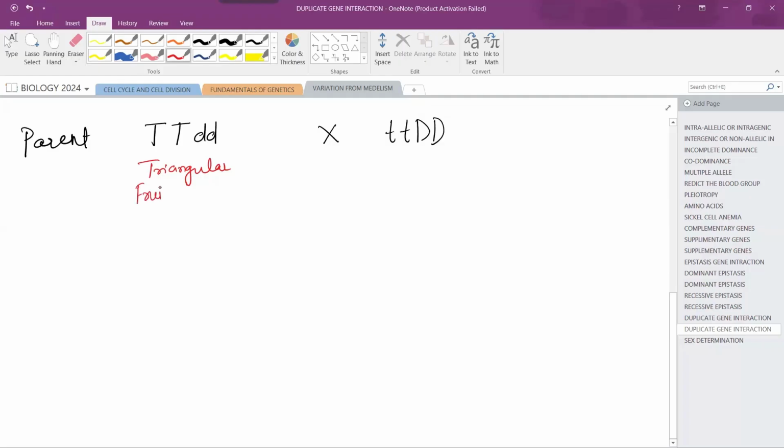It's pure, because triangular fruit is only dependent on either of the genes. If there is a capital T, then we can say that this is a pure one, or if it is a capital D, we can also say that this one is also a pure one. This is also triangular.